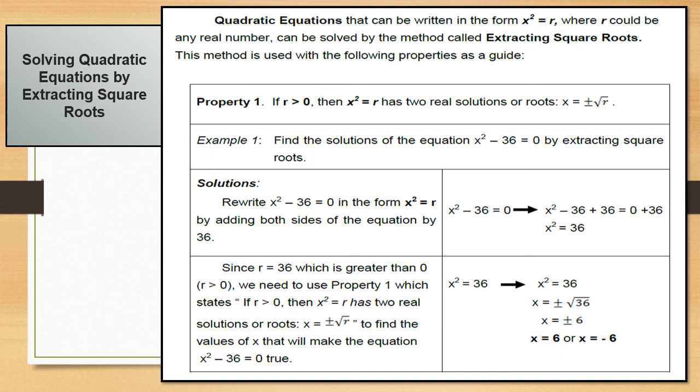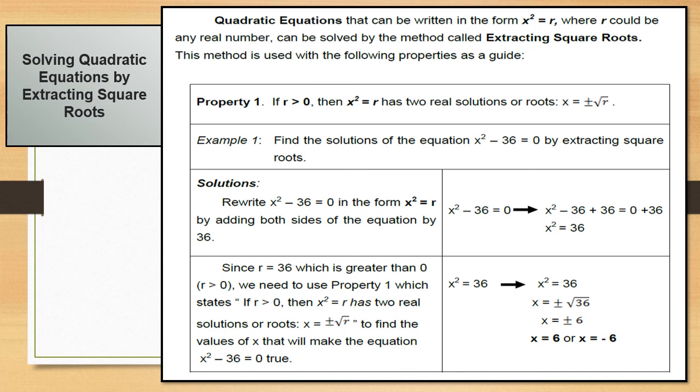Since our r is 36, which is greater than 0, we need to use property number 1, which states that if r is greater than 0, then x squared equals r has two real solutions, x equals positive or negative square root of r.